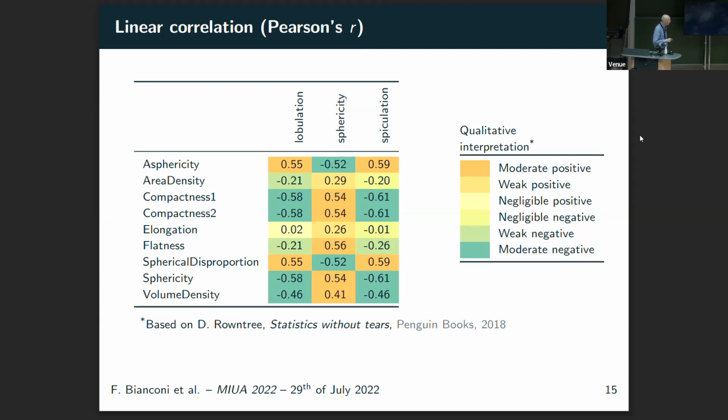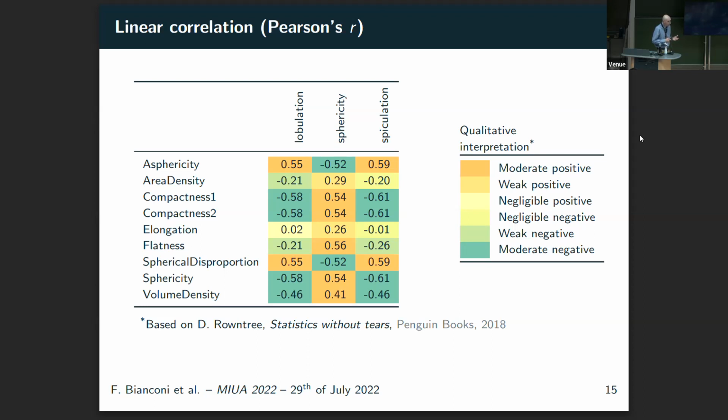That means that, for instance, asphericity correlates positively with lobulation and spiculation. Compactness 1 and 2 correlate negatively with lobulation and spiculation. So more or less the signs of the correlations that we obtained were what we would reasonably expect.